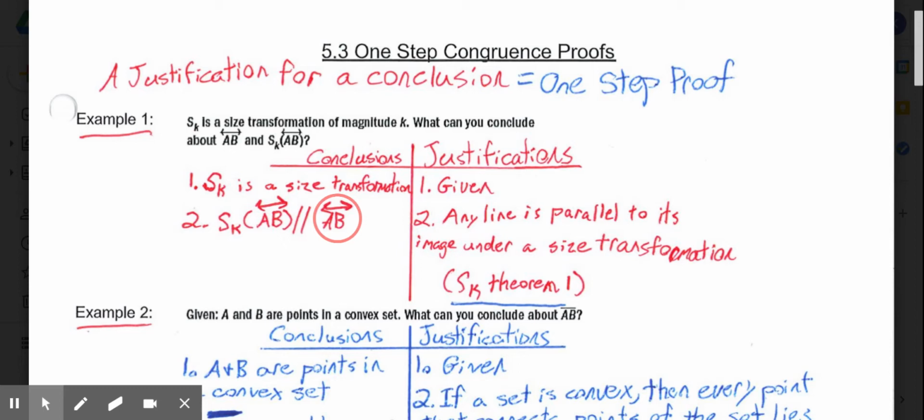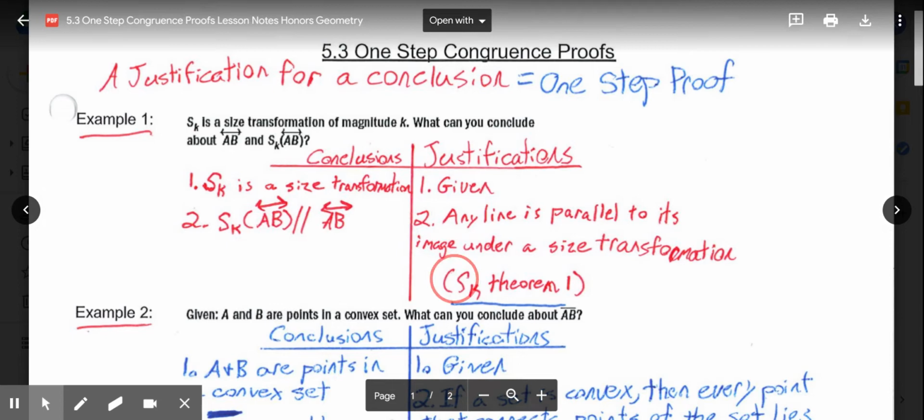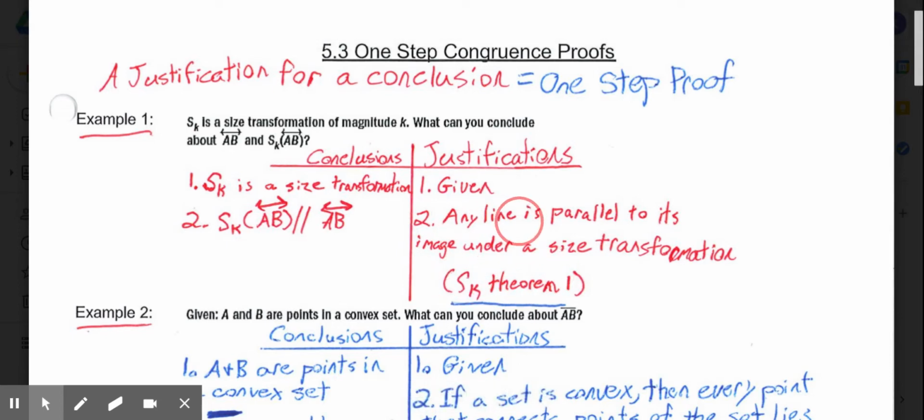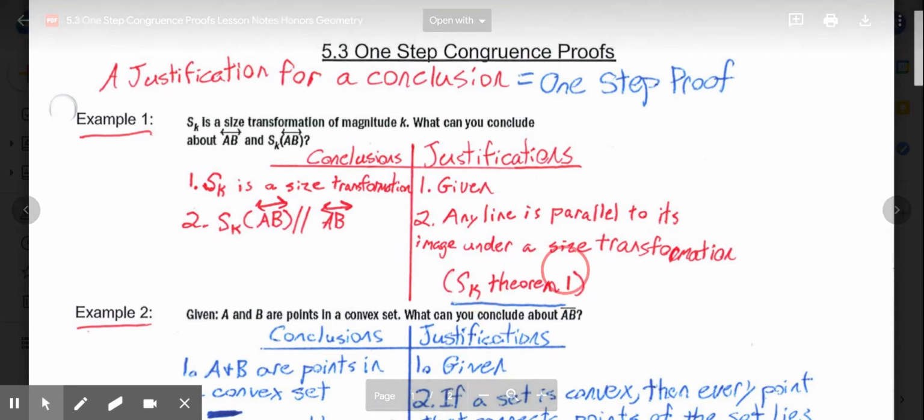And how can I write that conclusion? What justifies that is our size transformation theorem 1. Eventually, for your justifications, I'm fine if you just put the theorem name or the property name or the postulate name. But for now, in my examples, I'm writing out what they mean, and then in parentheses, I'm giving you the theorem or justification title. The size transformation theorem tells us that any line is parallel to its image under a size transformation.